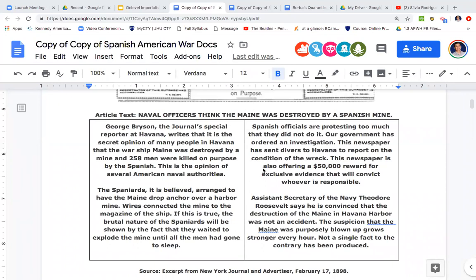So what we have here is they're saying that the Spaniards had put a mine. Think about a mine as a bomb that explodes close to an American ship. Spanish officials are protesting too much that they did not do it.